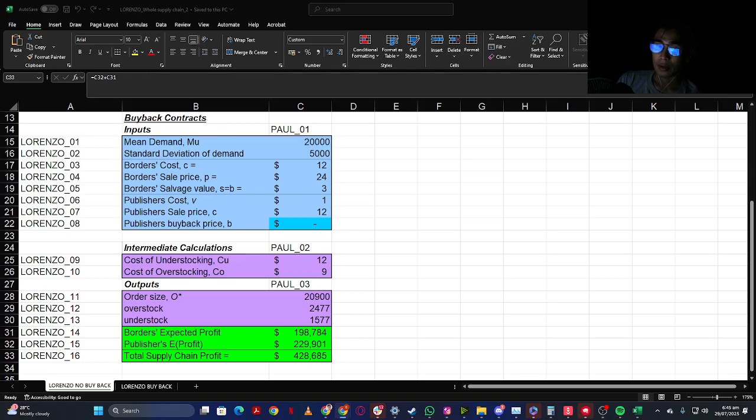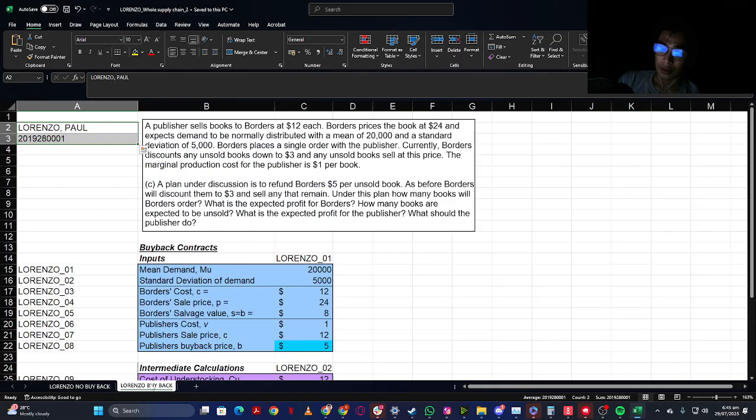What about with the buyback contract? A new plan under discussion here is that the publisher refunds the bookstore $5 per unsold book, and the bookstore continues to discount unsold books to $3. So what happens next? Let's double check.